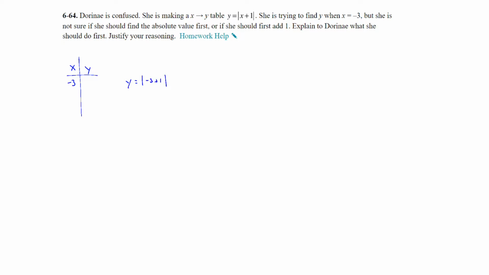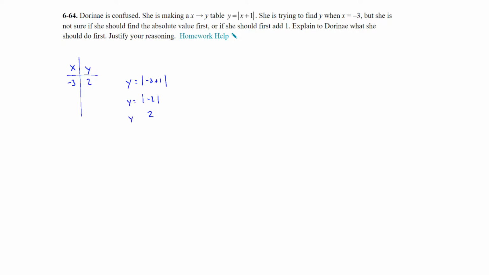So really the question is, how do I simplify this to solve for y? Because the absolute value is a grouping symbol, you definitely need to do what's inside the absolute value first. So you do need to take the negative 3 plus the 1, then take the absolute value of negative 2, which is 2.